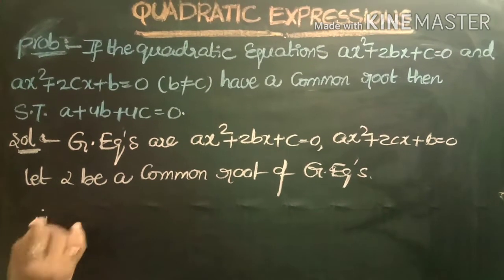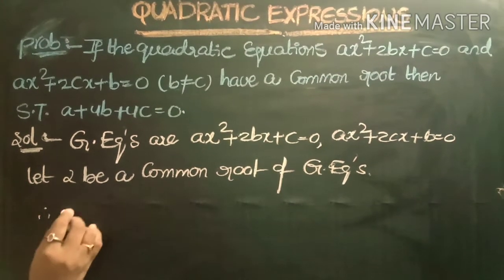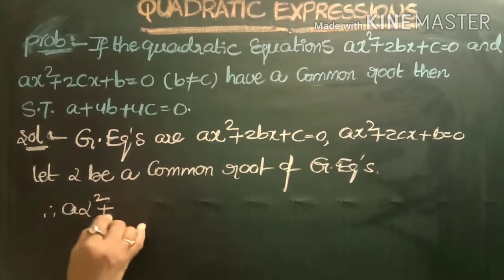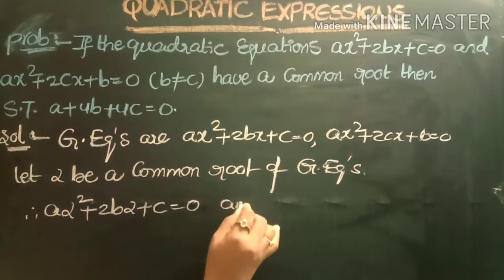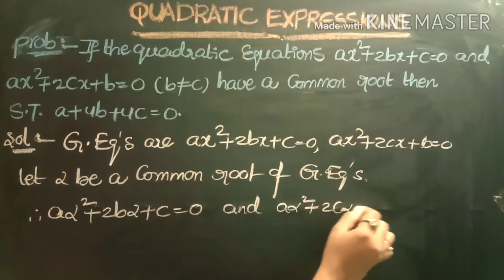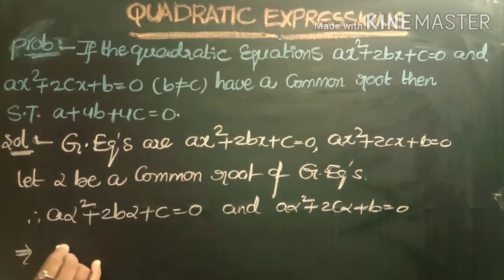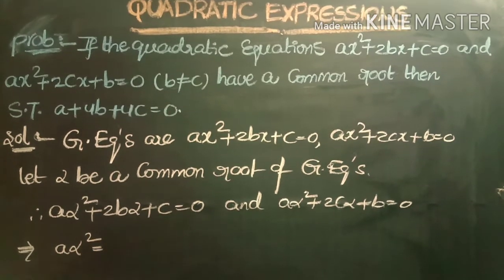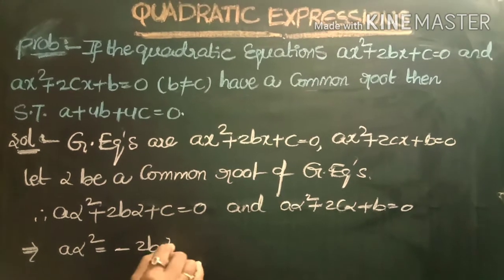Since alpha is the root of the equations, alpha satisfies the given equations, which implies a alpha square plus 2b alpha plus c is equal to 0 and a alpha square plus 2c alpha plus b is equal to 0. Alpha satisfies both equations. From the first equation we take the value of a alpha square. What is a alpha square value? Minus 2b alpha minus c.